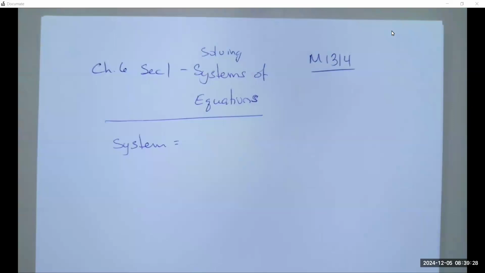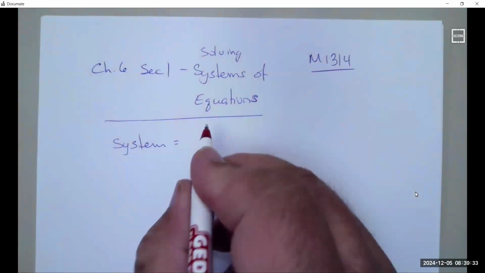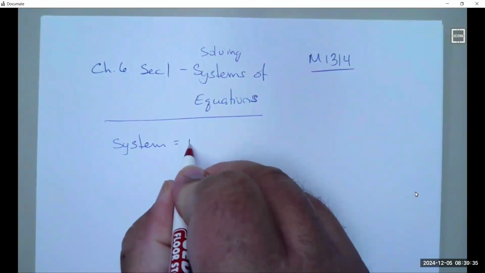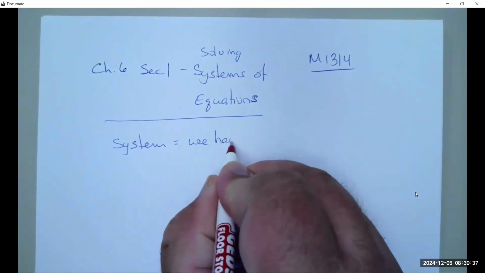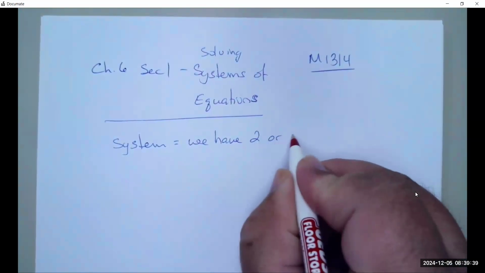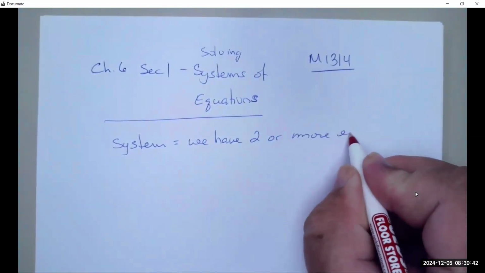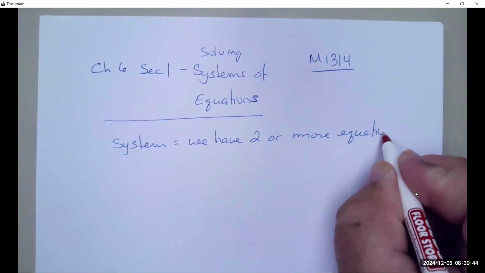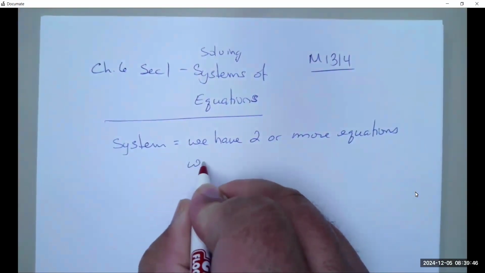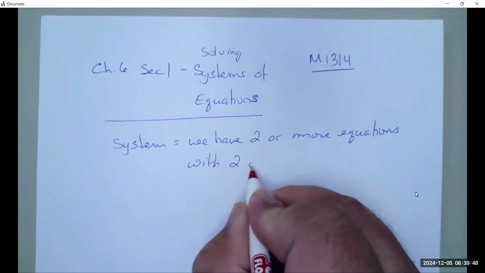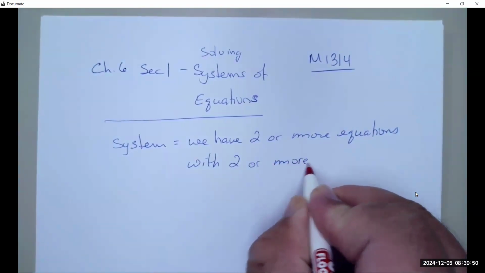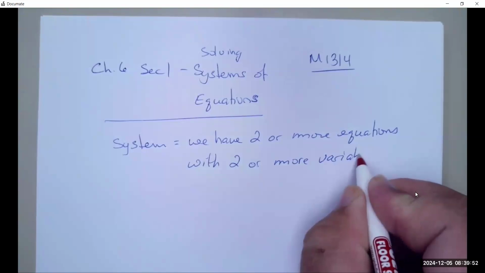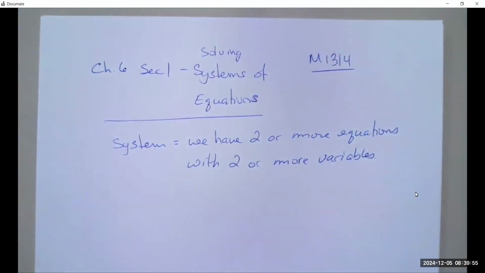When we say system, we mean we have two or more equations with two or more variables. Again, our solutions are going to be where they intersect.